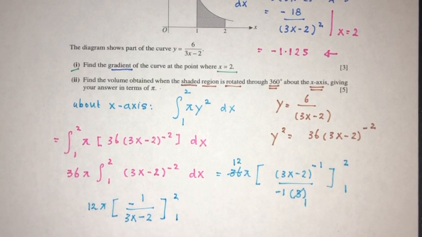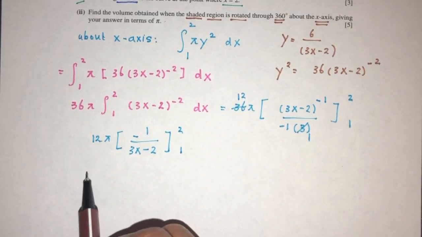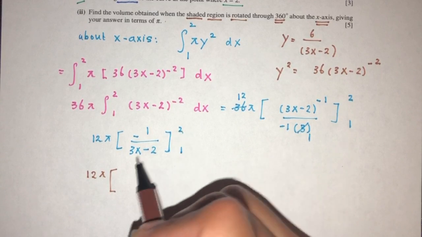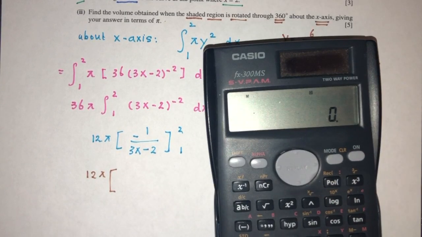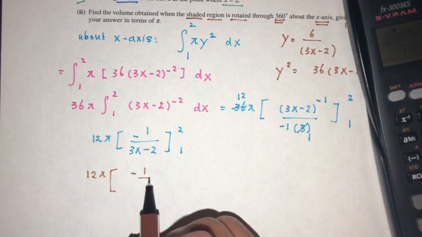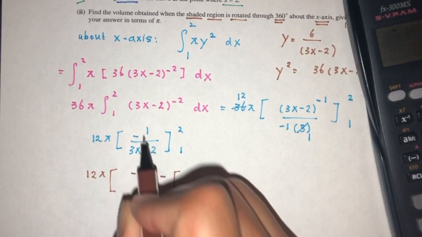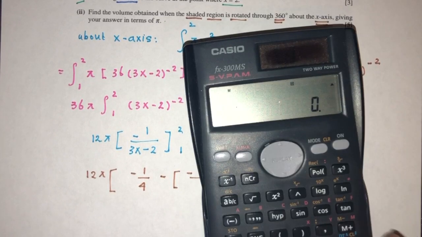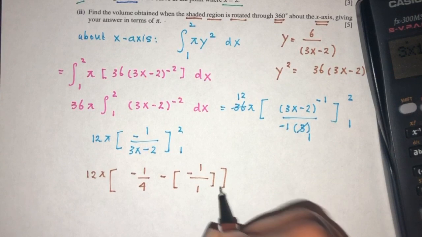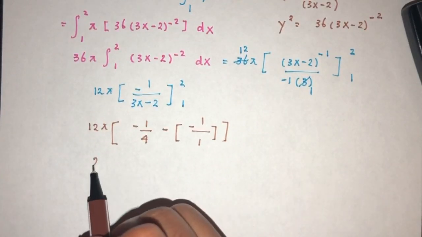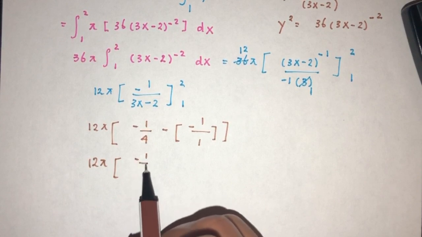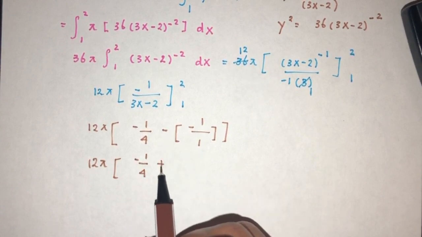Okay, so now final step, we just have to simplify. 12 pi is 12 pi. So here we have to first replace the value of 2. You will have 3 times 2 minus 2, that should be 4, so minus 1 over 4. Then we have minus, and then minus 1 over 3 times 1 minus 2, which is 1. Simplify, 12 times minus 1 over 4, and here minus becomes plus 1.